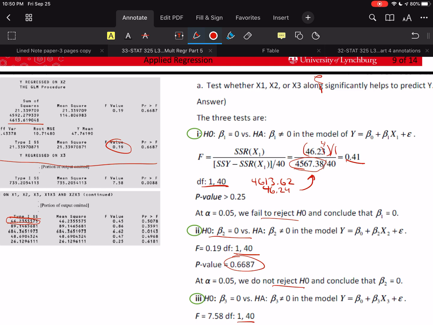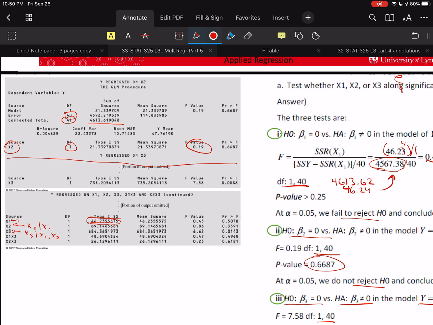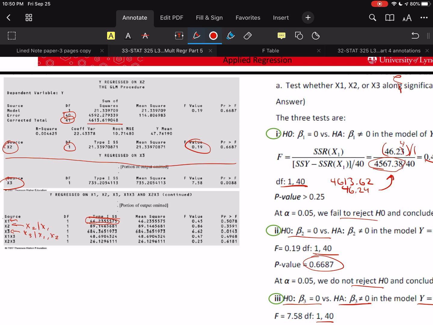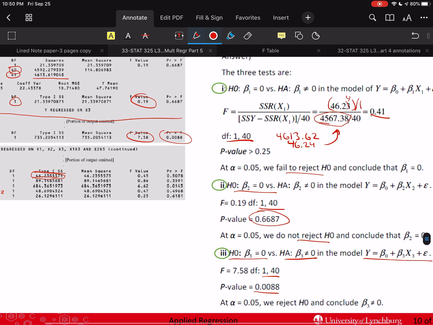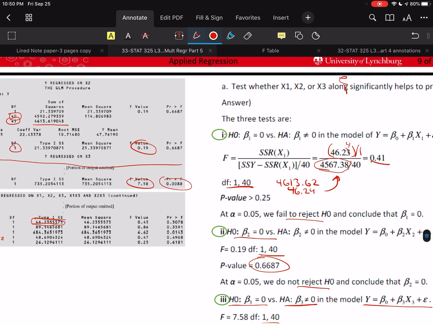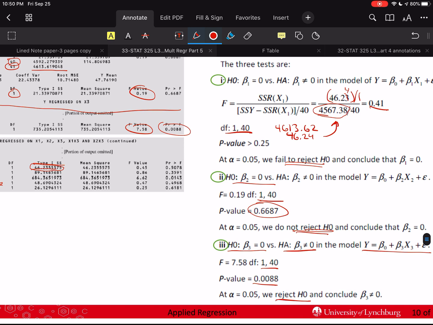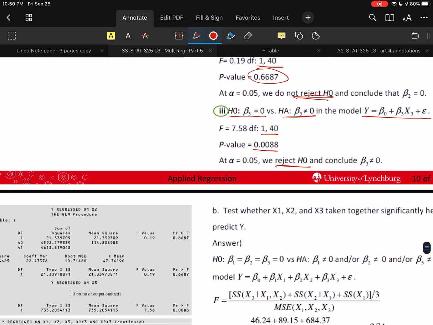All right. So now the third test, beta 3 equals 0 versus beta 3 not equal to 0. Here's the model with just X3 in it. And again, they've given us the printout here for the source. 0.0088 is our p-value. That is less than 0.05. We do reject H naught, so beta 3 is significant alone. So we do not reject in the first, we do not reject in the second, and we do reject in the third. All right.